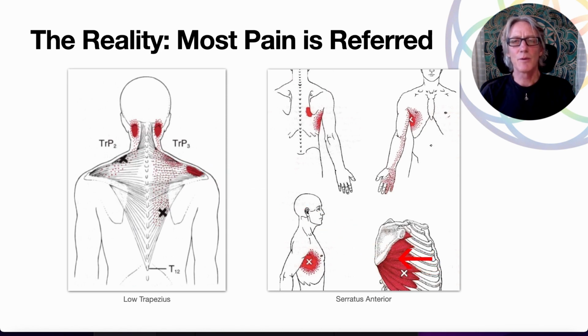Here is the serratus anterior muscle. So this is your primary abductor or protractor of the scapula. And if you have an issue in this muscle, you might feel it in that muscle. That's possible, but more likely than that you actually feel it going down the ulnar side of the arm, sometimes to the last two fingers. You can also feel it in that low trapezius area.